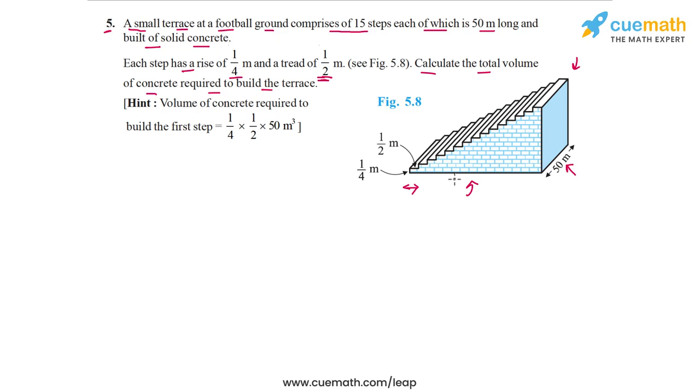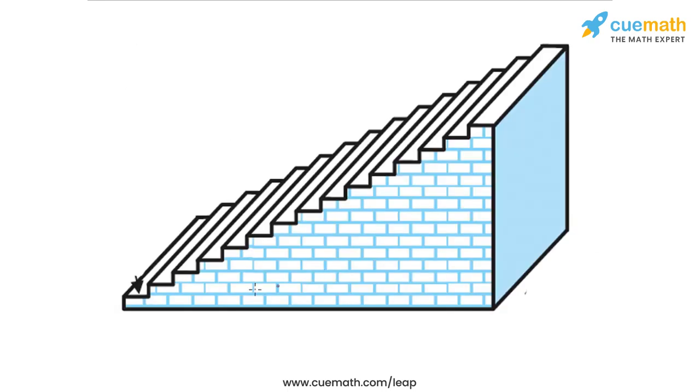Now what we're going to do is take a closer look at this structure. I'll magnify it for you, and then we will deconstruct this structure and imagine the various parts that come together to form it. Okay, so let's do that. So here's a magnified version of this structure. If you look at this first step here, the height of this step is 1/4 meters, and the horizontal extent of the step is 1/2 meters. And we already know that the width of the step is 50 meters.